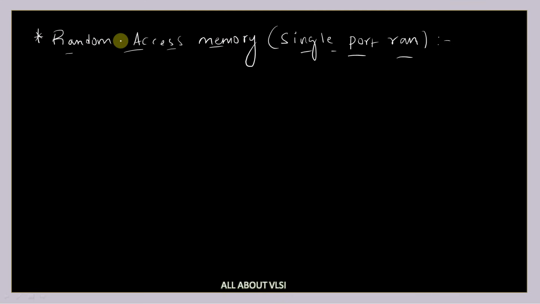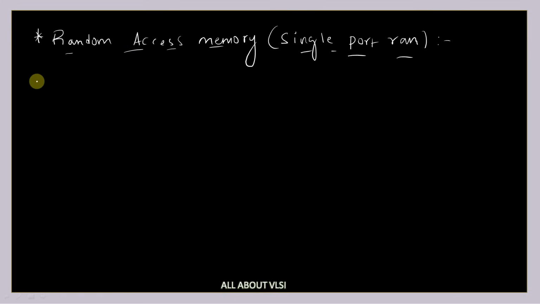This is the project development series using Verilog, and this is project development series part 2. In this particular session we are going to discuss a design which is a RAM. Basically it stands for random access memory, and especially we are going to discuss what we mean by a single port RAM.